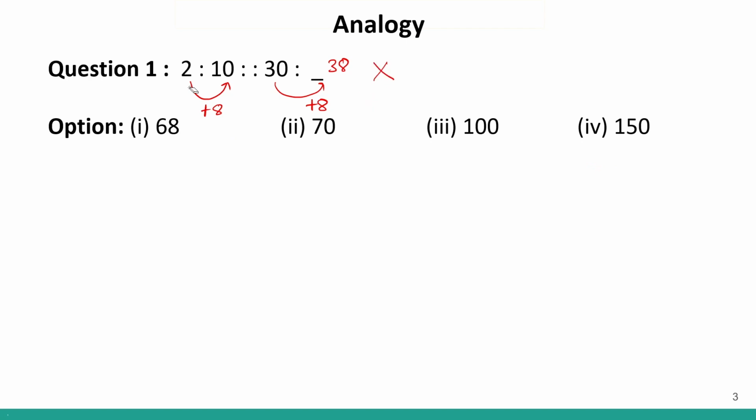So now we will look at another logic. Another logic that I can see is that if we multiply 2 and 5 together, we will get 10. So 2 multiplied by 5 gives me 10. Similarly, if I multiply 5 and 30, what will I get? I will get 150. So this will be my answer. 150 is given in option number 4, so option number 4 will be the answer to this question. Clear?